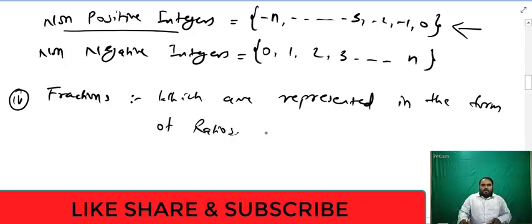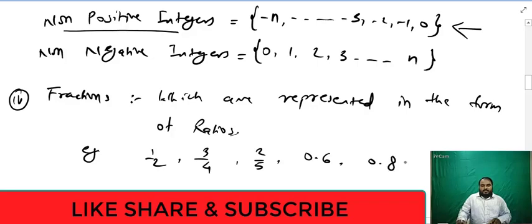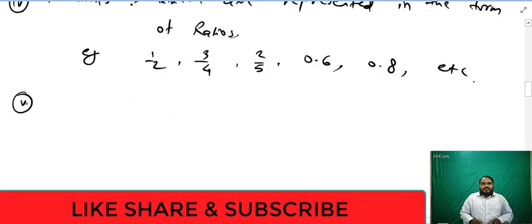Ratios are called fractions. For example, some fractions are 1 by 2, 3 by 4, 2 by 5, 0.6, 0.8, etc. Friends, now we will discuss rational numbers. Now, what is a rational number?